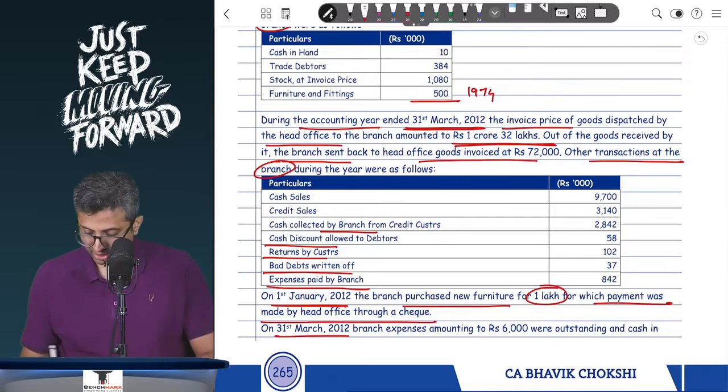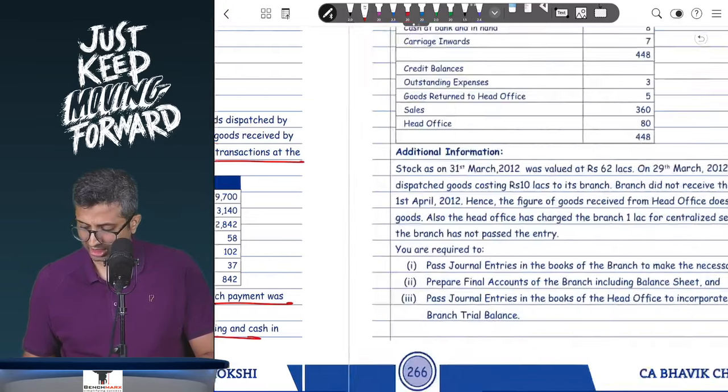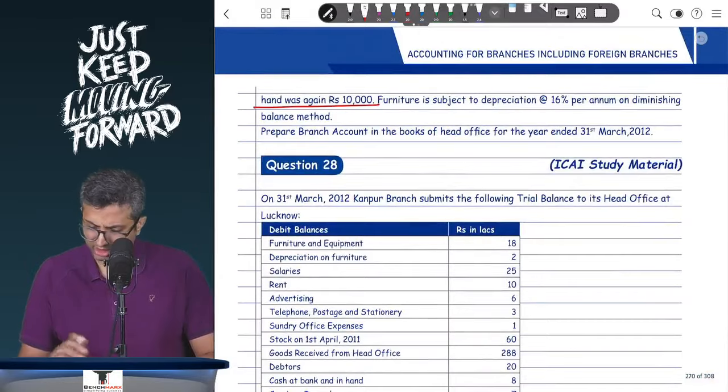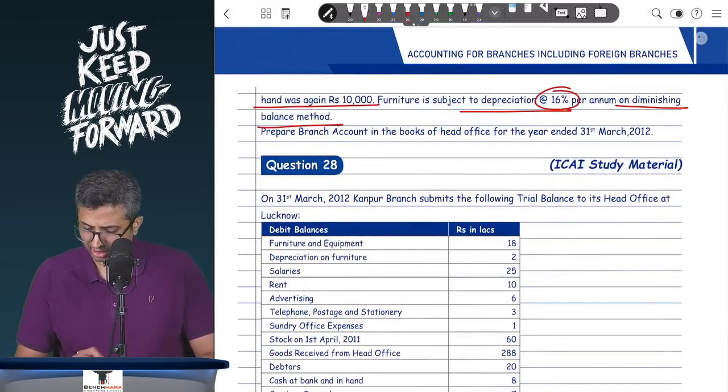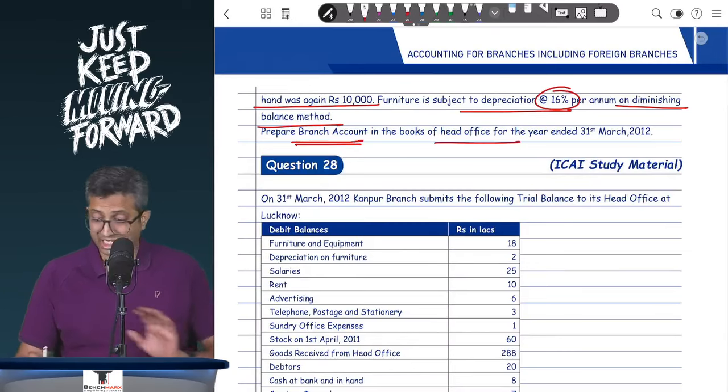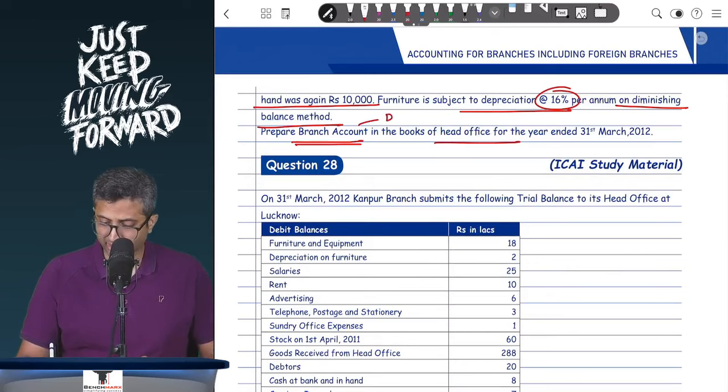On 31st March 12, branch expenses of 6,000 were outstanding and cash in hand was 10,000. Furniture is subject to 16% depreciation on diminishing balance method. Prepare branch account in the books of head office. It is just the branch account and hence this is like the branch debtors method.